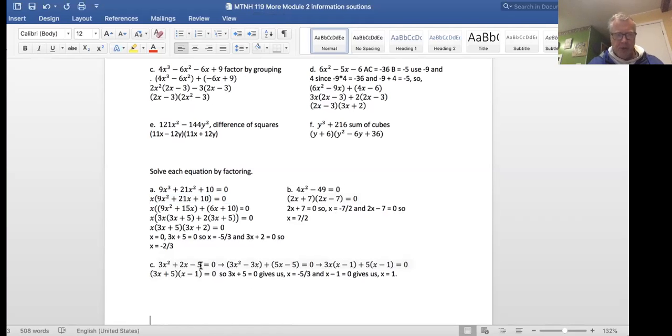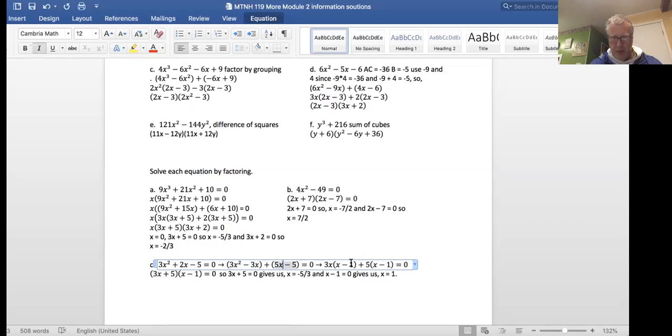Now our last equation is 3x squared plus 2x minus 5 equals 0. And I'm going to use the AC method again for this because it's a square with a trinomial, 3 terms. So 3 times minus 5 is minus 15. So I need 2 numbers that multiply to be minus 15 and add up to 2. And those 2 numbers would be minus 3 and 5. Minus 3 times 5 is minus 15, and minus 3 plus 5 is 2.